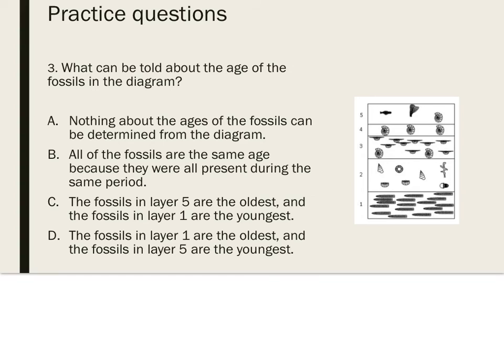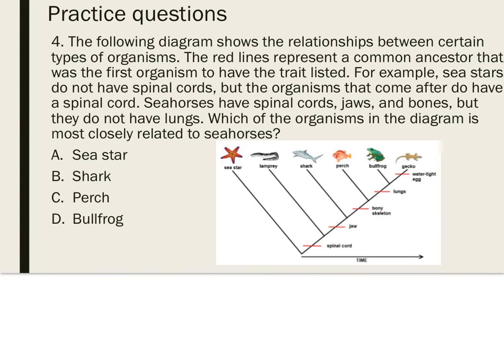All right, rock layers are deposited from the bottom to the top. So therefore, rock layers are the oldest at the bottom and they're the youngest at the top. All right, so D, fossils in layer 1 right here are the oldest, and fossils in layer 5 up here are the youngest. Number 4, the following diagram shows the relationships between certain types of organisms.